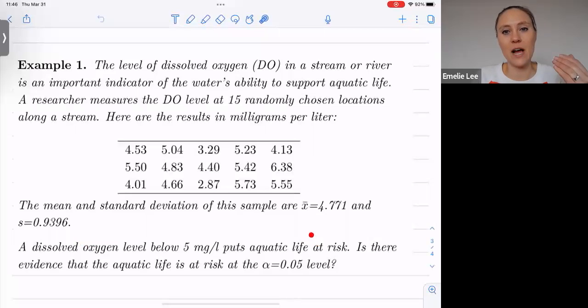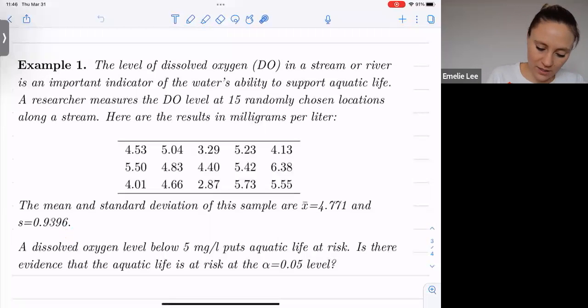A dissolved oxygen level below 5 milligrams per liter puts aquatic life at risk. So now we have some value that we say, okay, if it's significantly less than 5, then the aquatic life is at risk. Notice that 4.771 is less than 5, right? What we're asking is if it's significantly less than 5. 4.771 is less than 5, but is it significantly less than 5? And how do we decide what is significant? Well, we take the standard error, right? So we have the standard deviation, we have a sample size of 15.